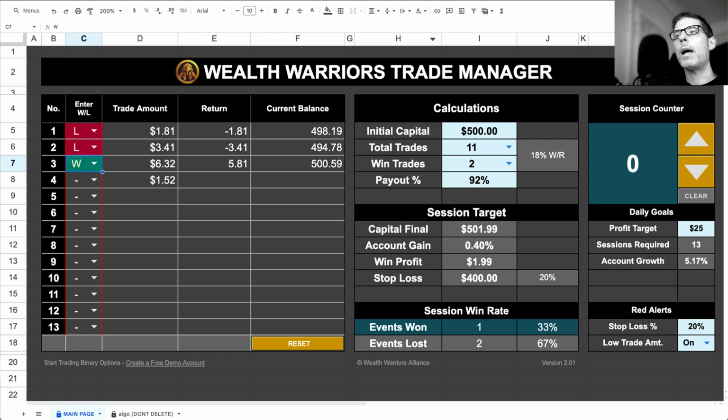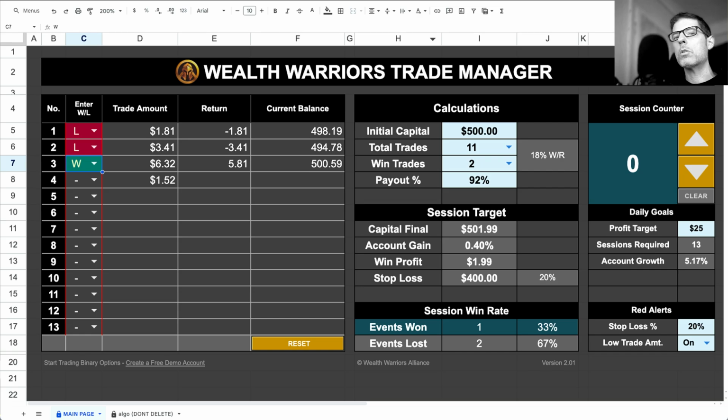And that's why in the private VIP group, we really recommend using the trade manager to give you some type of structure to follow, so you're not just randomly putting in trades. You wake up and sit down at the charts, and you have no idea what the trade amounts should be. Should I trade with $10 or $20 or $30? You absolutely have no clue.